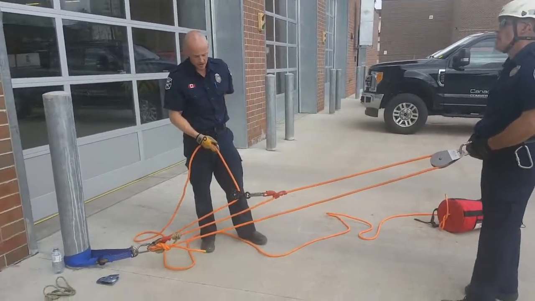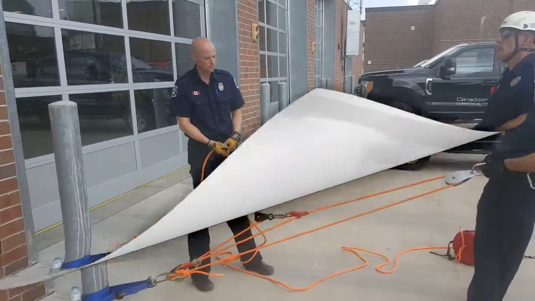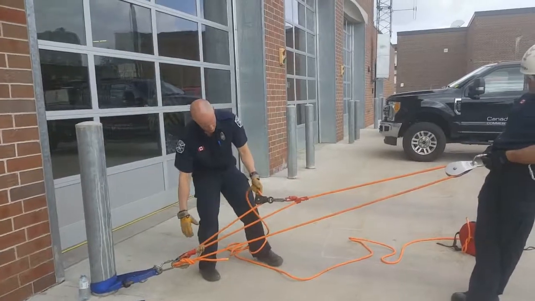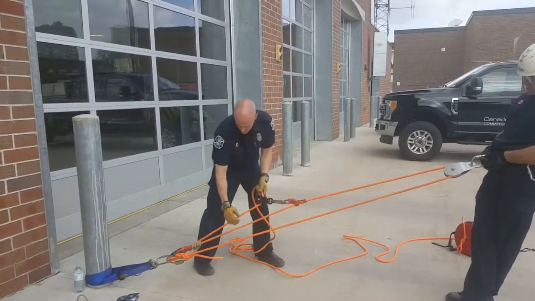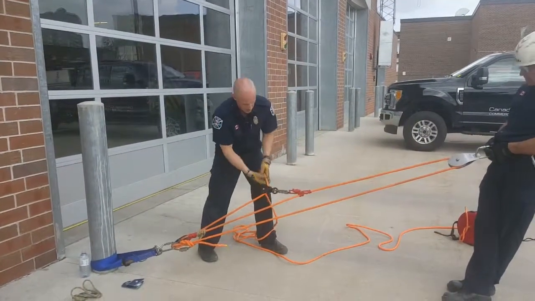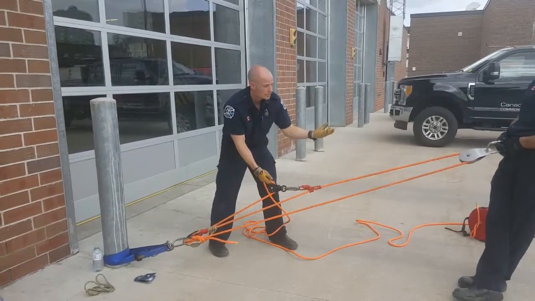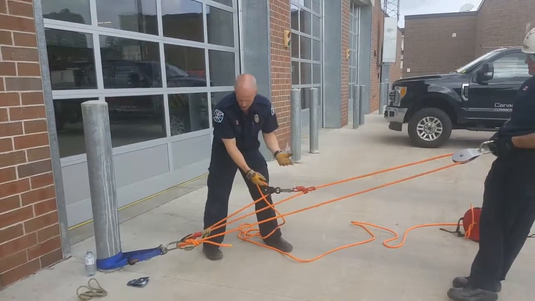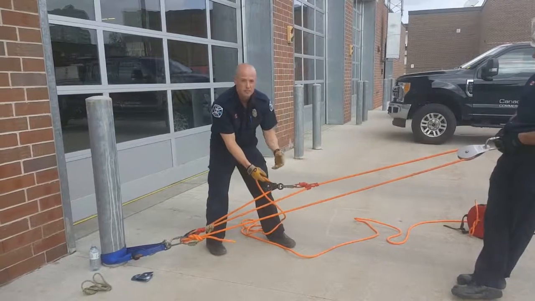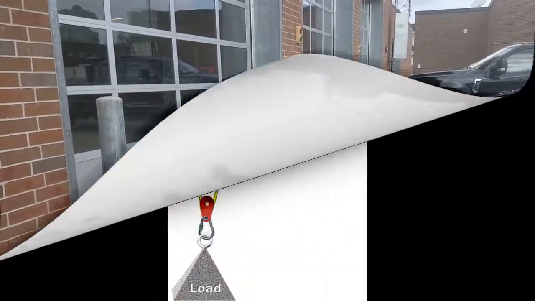So we now have a compound system. Essentially what we have is a 3 to 1 system connected to a 2 to 1. 3 times 2 is 6. So we end up with a compound 6 to 1 mechanical advantage.